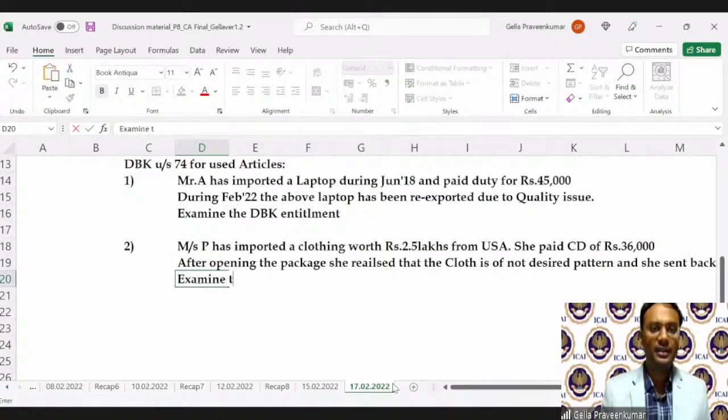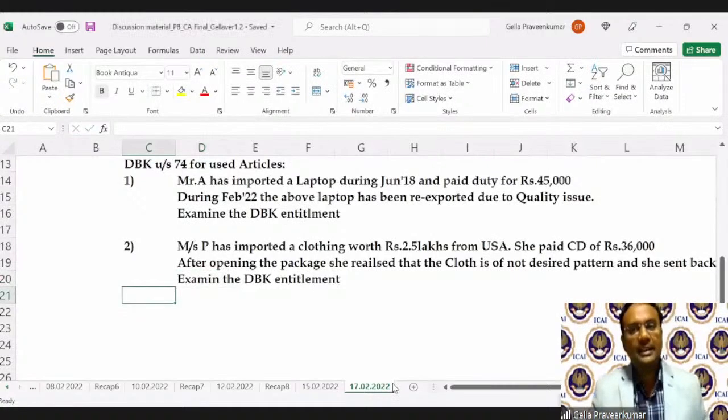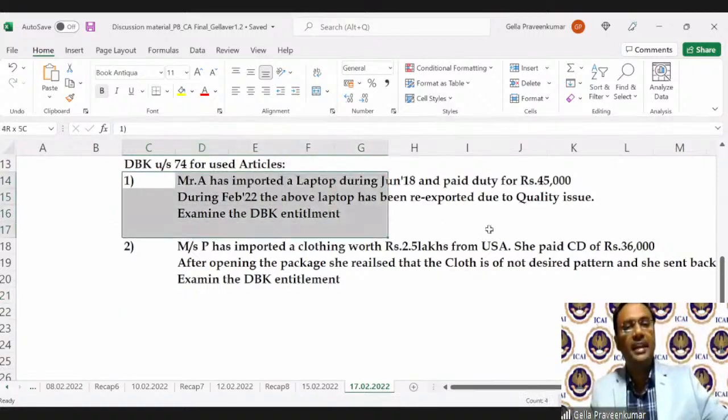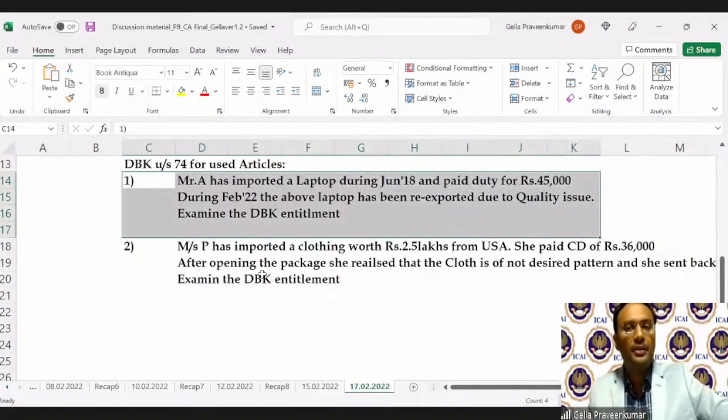Examine the drawback entitlement. Now, let us have these two questions for our examination purpose. First case, Mr. A imported a laptop during June 2018 and paid duty of rupees 45,000. During February 2022, this laptop has been re-exported due to a quality issue. Examine the duty drawback entitlement.